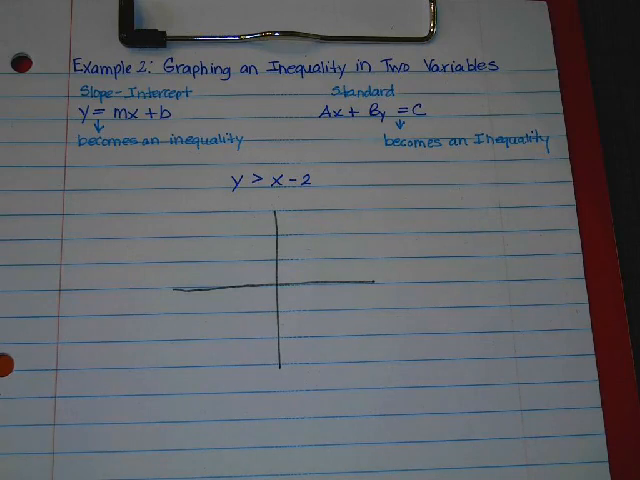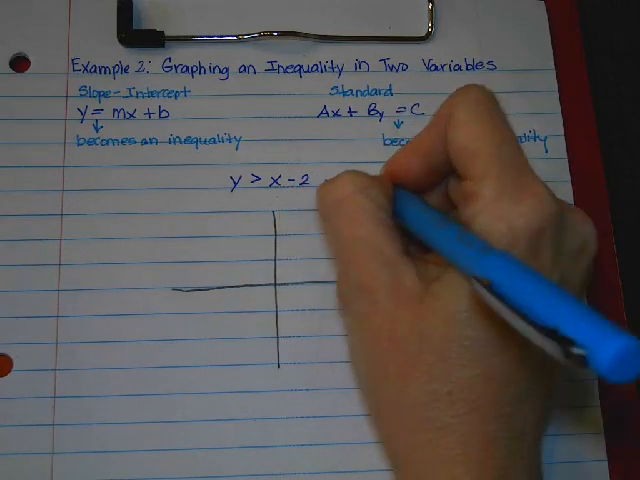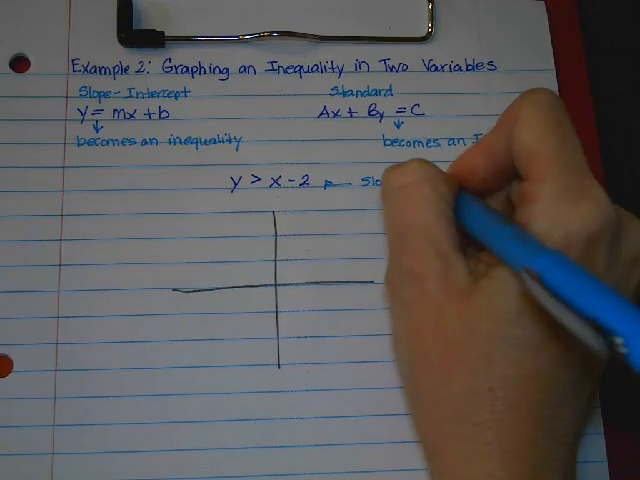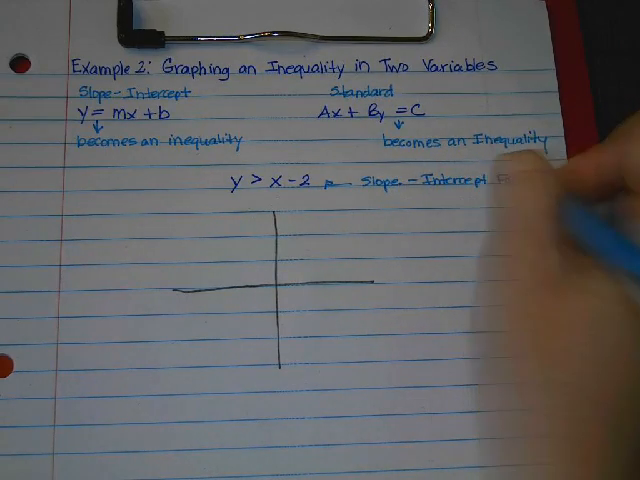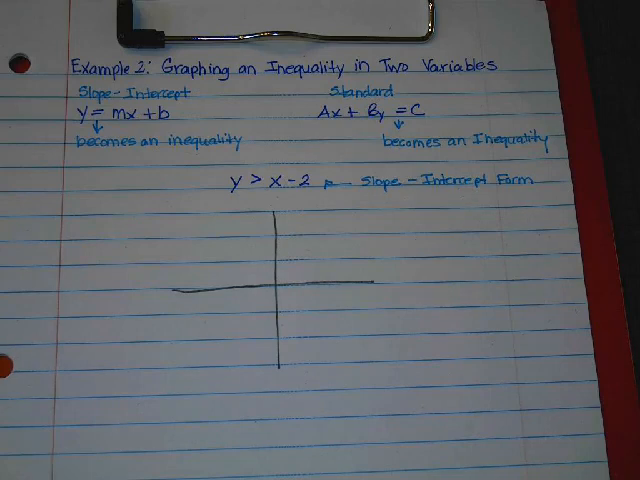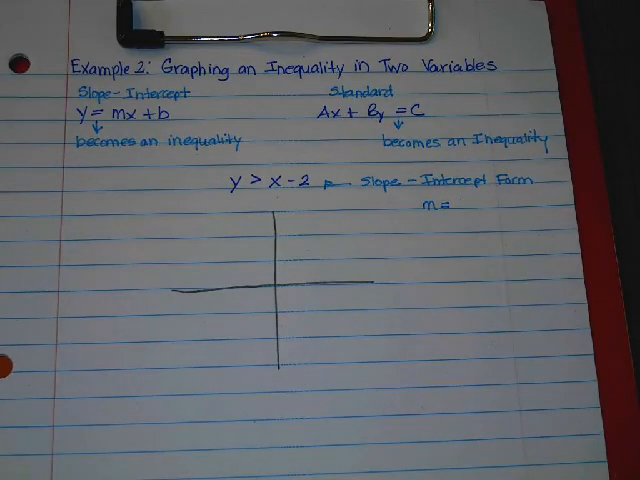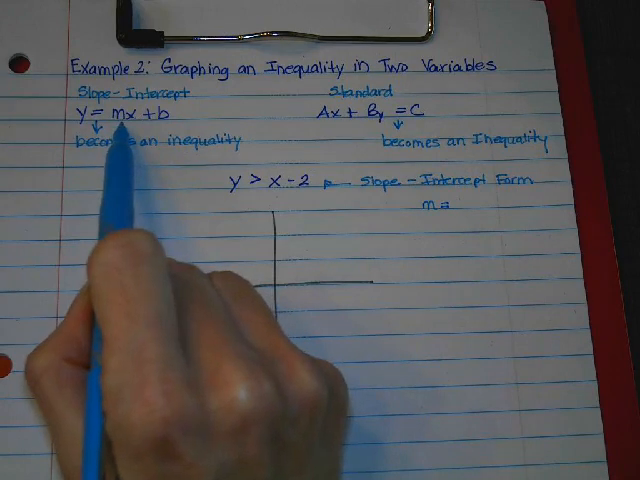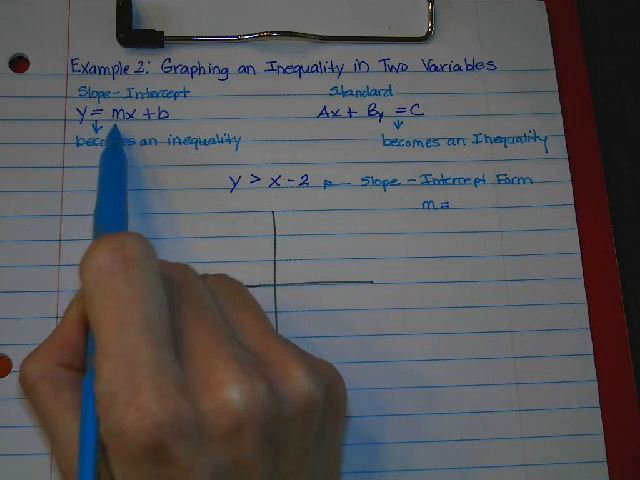All right, so Angel, is this in slope-intercept form or standard form? You are correct. It is in slope-intercept form. There are two very important things that help us to graph when we are in slope-intercept form. The first thing we need to know is our slope. That is our m value. And notice that our m value is the coefficient of our x. It is not x, it's just the coefficient of x.